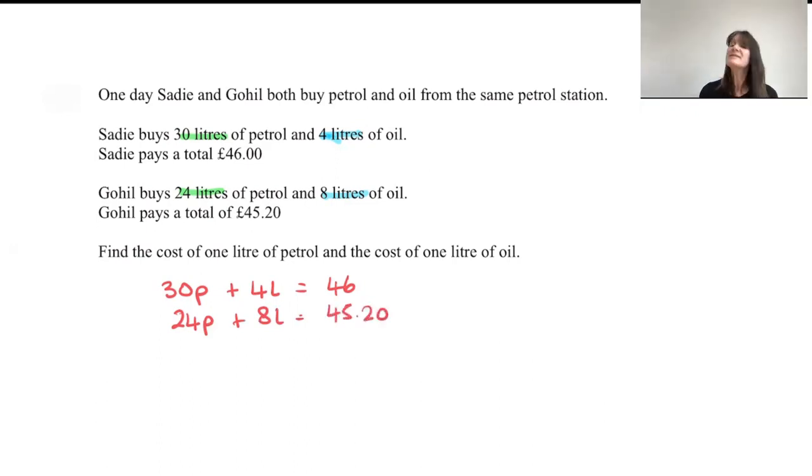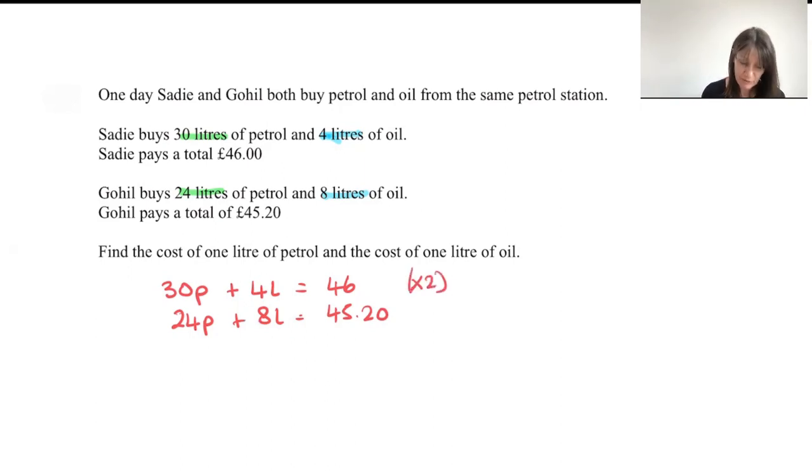Once I've done that, I've basically written the sentences in shorthand in code. It's created simultaneous equations, which I am going to go on and solve. So if I just double this one here, I can get these to match. And that's what I want to do. I want either the P's or the L's to get a matching number. And the easiest one to choose is the middle, which has the L's in it. So I'm going to times through by 2.